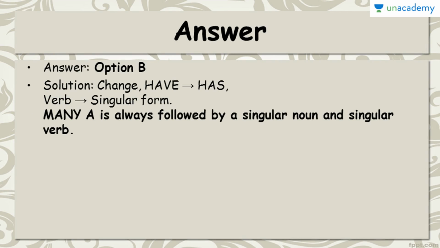Why? Because many a is always followed by a singular noun and singular verb. This is something which even I found new in learning English, and this was something even I didn't know already. So it's something new which we've learned, that whenever we have many a, it is always followed by a singular noun and a singular verb. So we have used has instead of have.